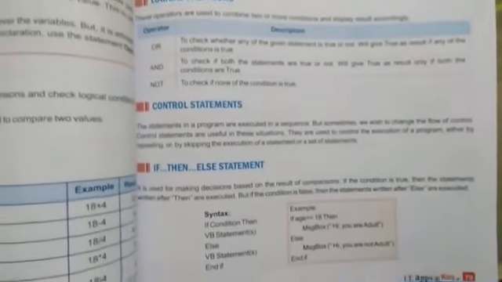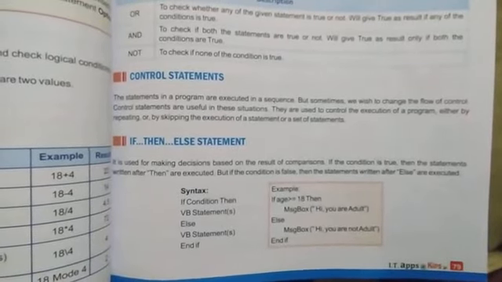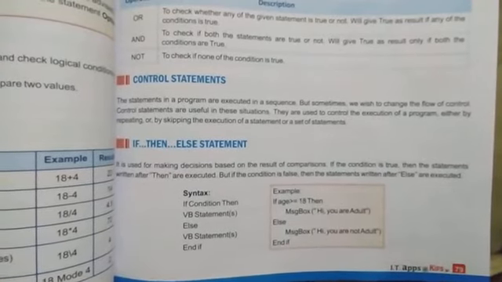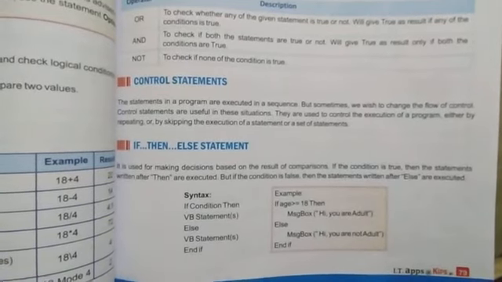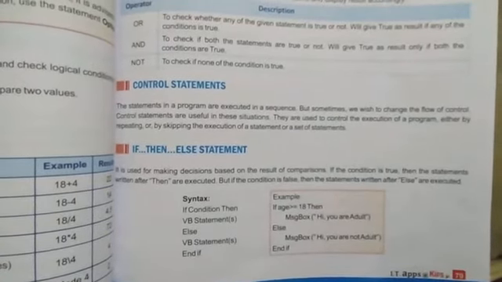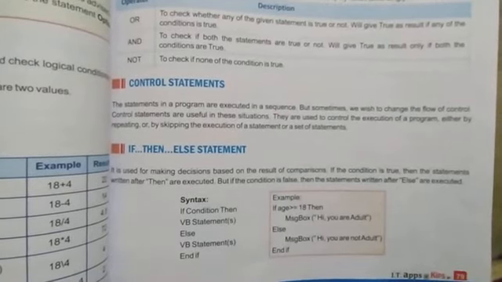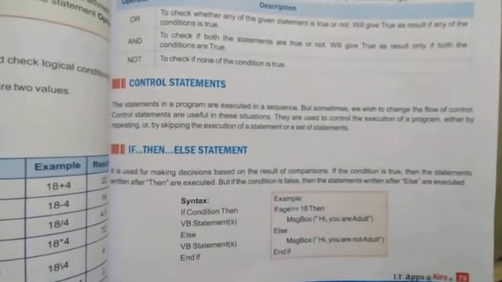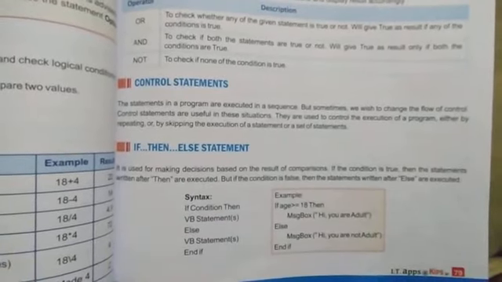Now let me talk about control statements. What are control statements? Statements in a program are executed in a sequence, but sometimes we wish to change the flow of control. Control statements are useful in these situations. So students, you know that every program written in a programming language will be executed in a proper sequence, line by line. But sometimes we want to change the flow of control, meaning the flow of execution. So these control statements are used in such situations.